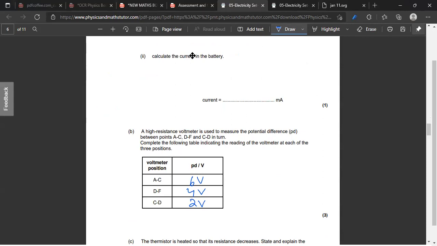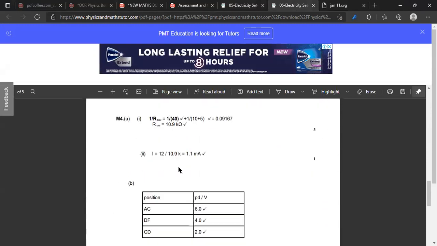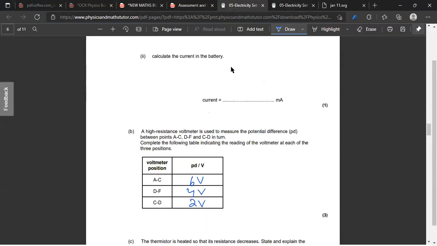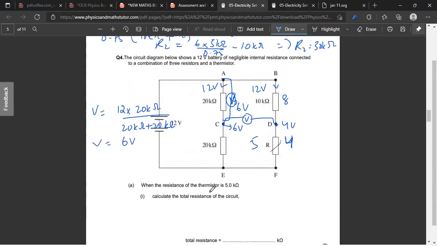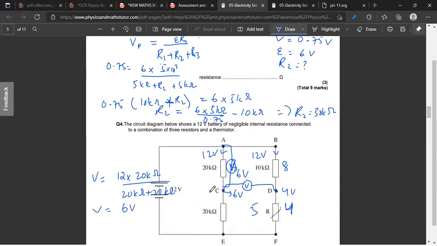Right. Okay. Can you re-explain that again? Okay, so obviously these two connections are at A and B, and the connections are in parallel. So the voltage is going to be the same. From A to E, the potential difference is going to be 12, and from B to F, it's going to be 12.